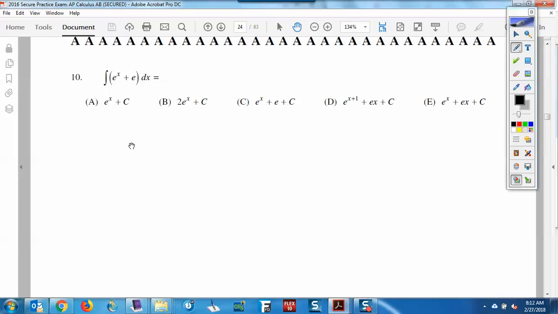What's the antiderivative of e to the x? e to the x. What's the antiderivative of e? It's just a number, right? So the antiderivative is 7x. So the antiderivative of e would be like ex. So this one, right? Okay.